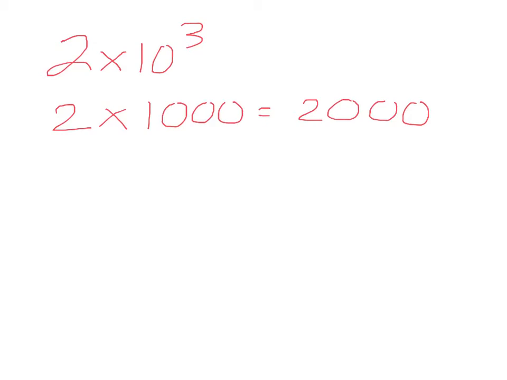But when you look at this carefully, you may have noticed something. What you may have noticed is that the decimal point on the 2, which was here, actually got moved over 3 times to give me the 2,000. So when we see a positive exponent, to go from scientific notation into standard form, we're going to move the decimal 3 places, or the number of places, to the right. Let me show you another example of that.